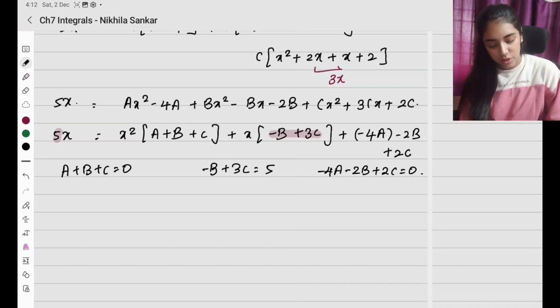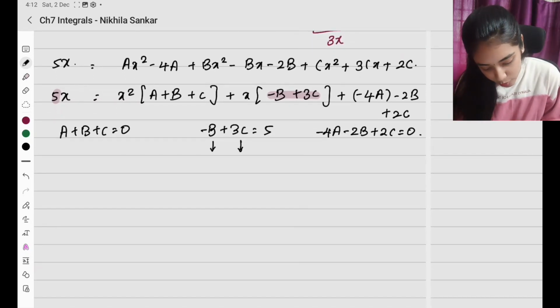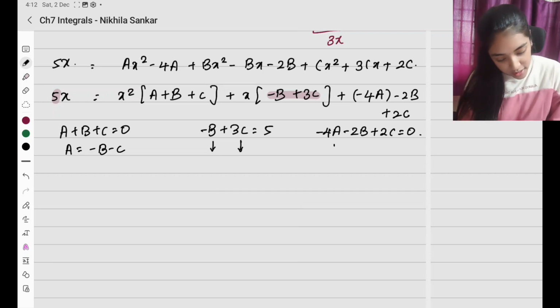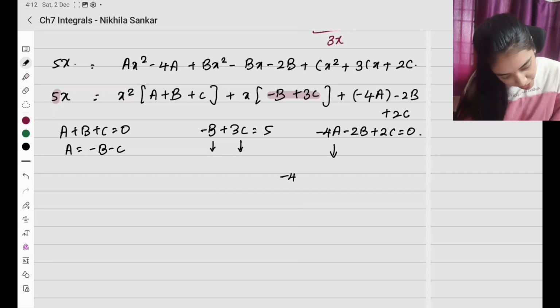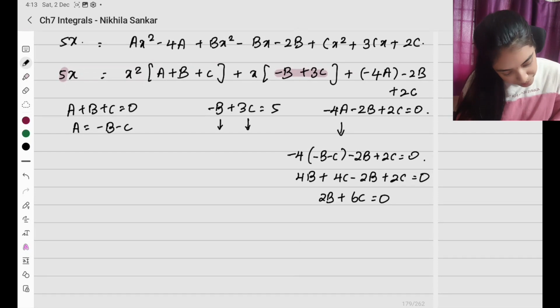So here the equation is in terms of b and c. So in that b and c I'm going to write values. So a equals minus b minus c, substitution edutha I can substitute it here. So I have minus 4 times minus b minus c minus 2b plus 2c equals 0. So I have 4b plus 4c minus 2b plus 2c equals 0. When I simplify, 2b plus 6c equals 0. 2 common edutha b plus 3c equals 0.